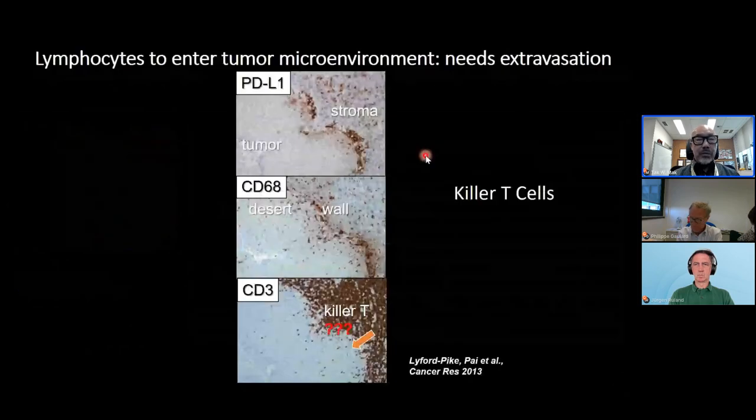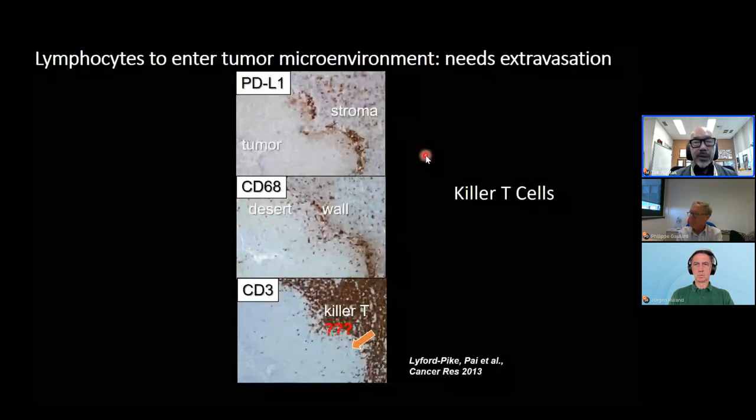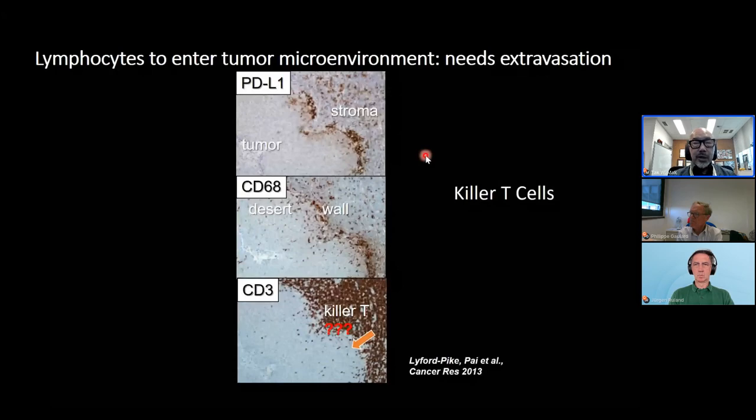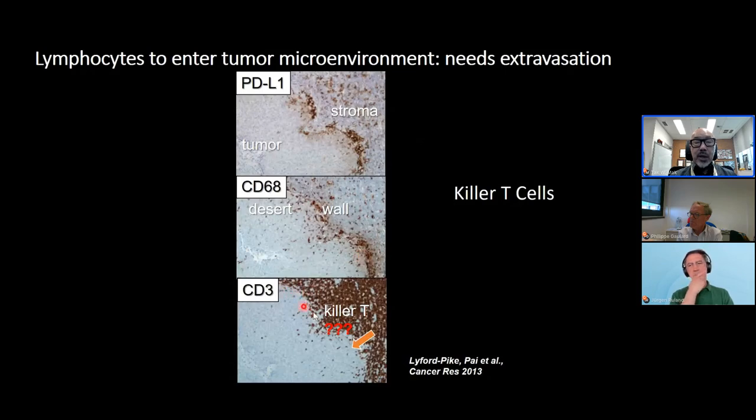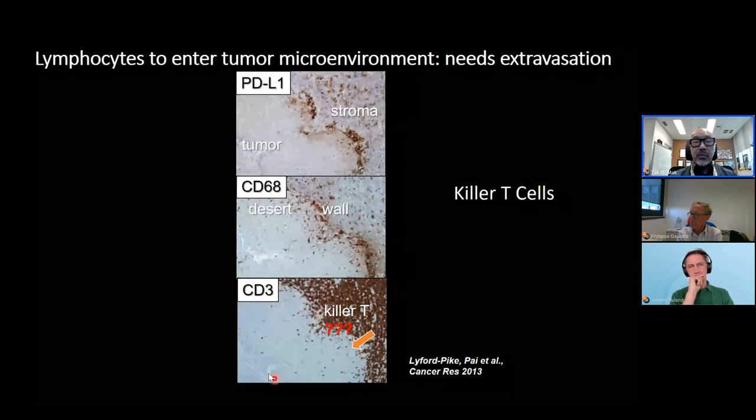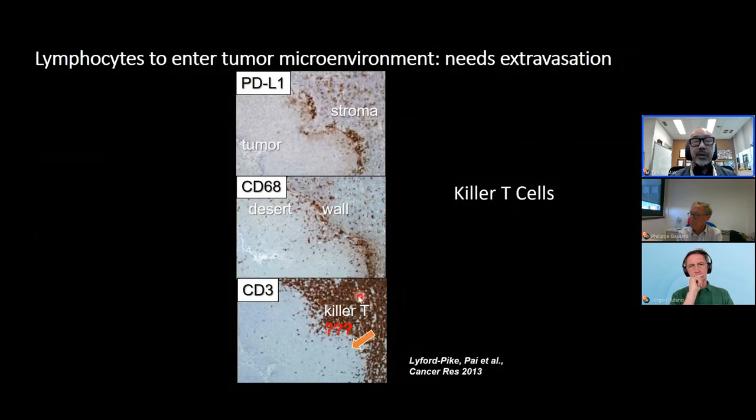One of the very interesting properties that a lot of pathologists have seen over the years is that in many cases, the tumors seem to be insulated from the immune response by either a wall of macrophages or blood vessels that prevent T cells from escaping into the tumor microenvironment, as you can see in some of these situations.